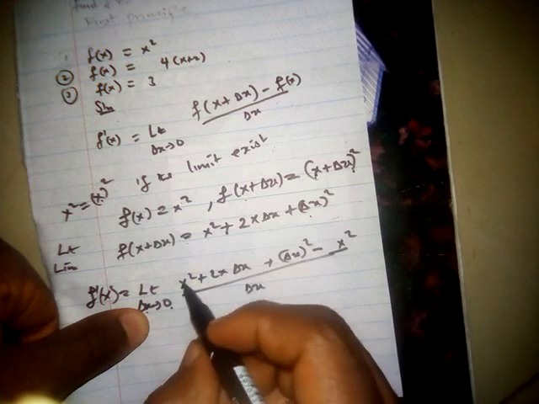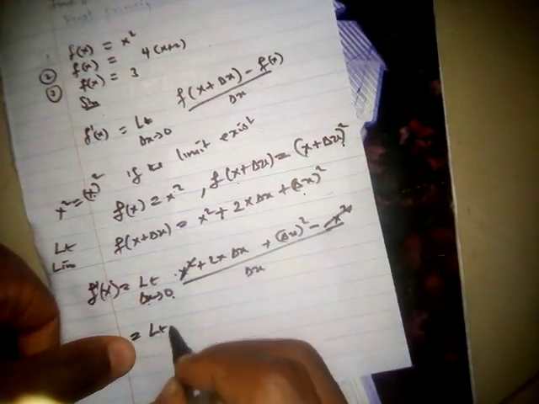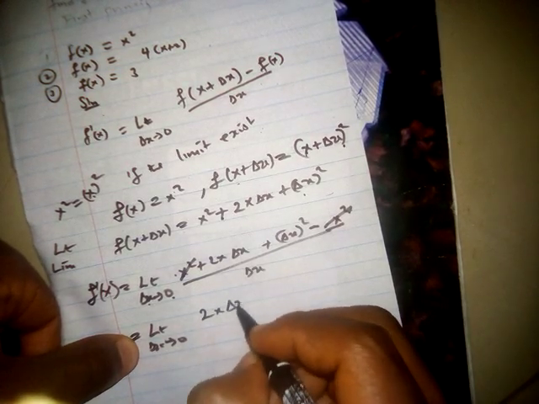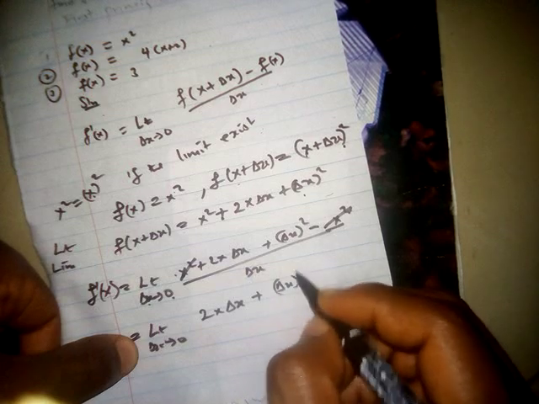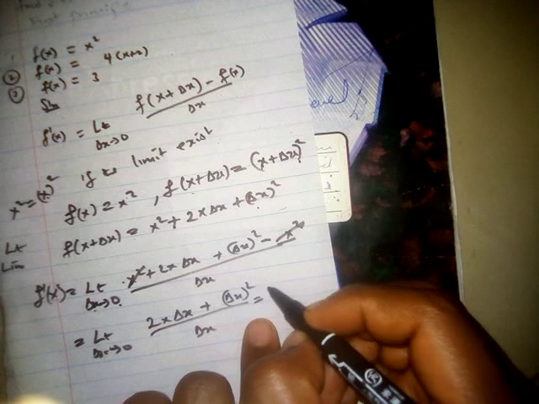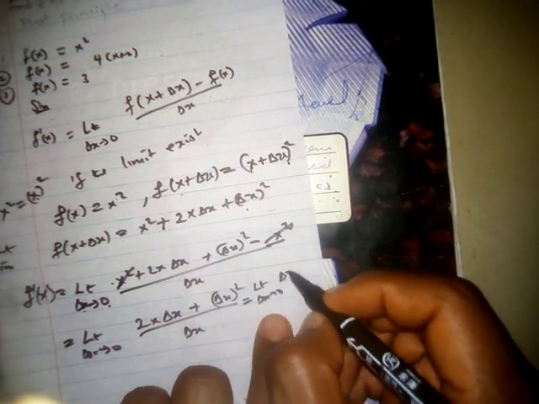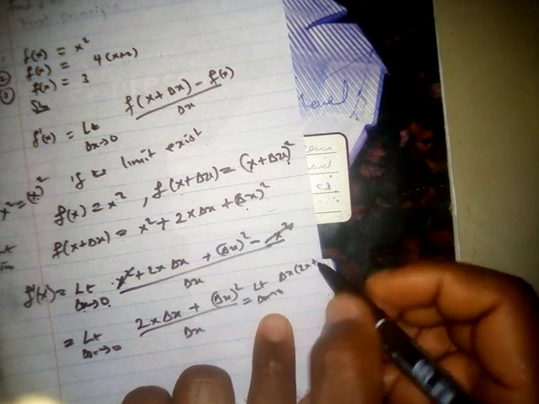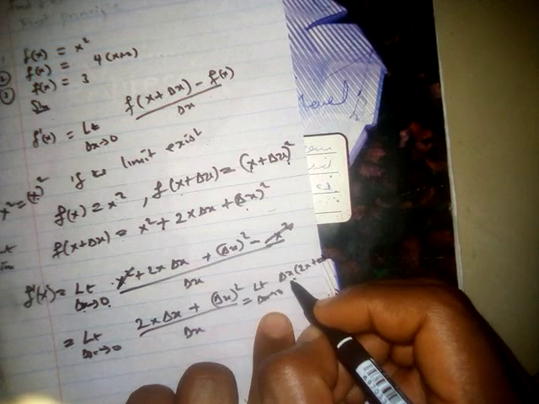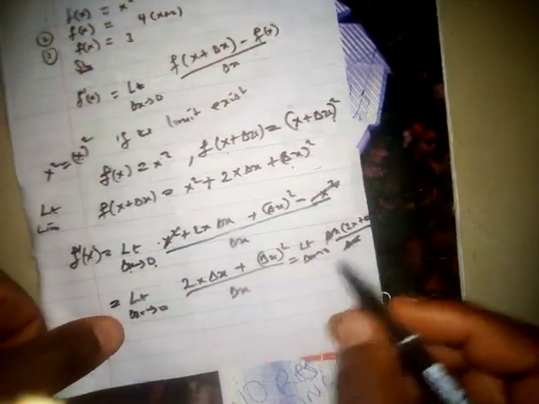All over change in x. This cancels this, because plus this and minus this is 0. So we have the limit as change in x approaches 0 of 2x change in x plus change in x all squared, all over change in x. We can factorize this. So this gives us the limit as change in x approaches 0 of change in x into 2x plus change in x, all over change in x. So this cancels this. We are left with the limit as change in x approaches 0.